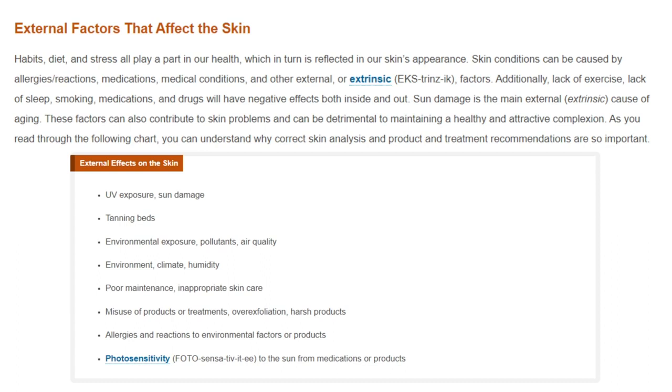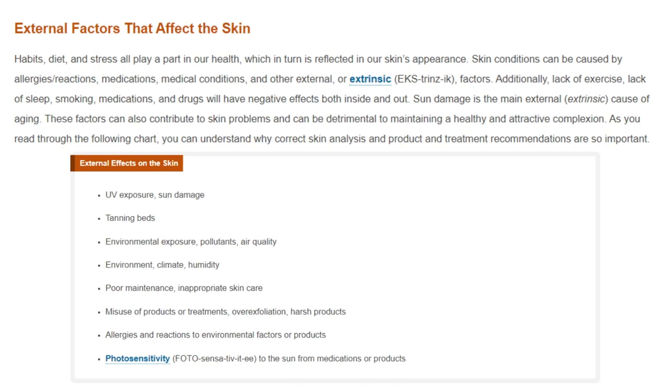Sun damage is the main external, extrinsic, cause of aging. These factors can also contribute to skin problems and can be detrimental to maintaining a healthy and attractive complexion. As you read through the following chart, you can understand why correct skin analysis and product and treatment recommendations are so important. External effects on the skin.